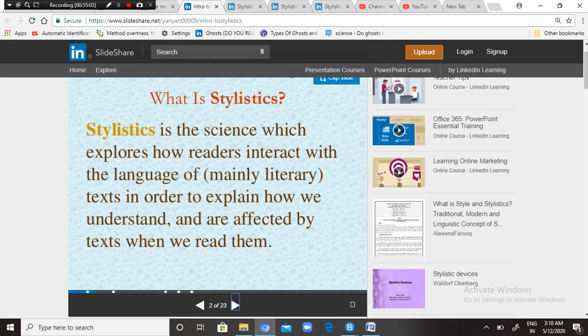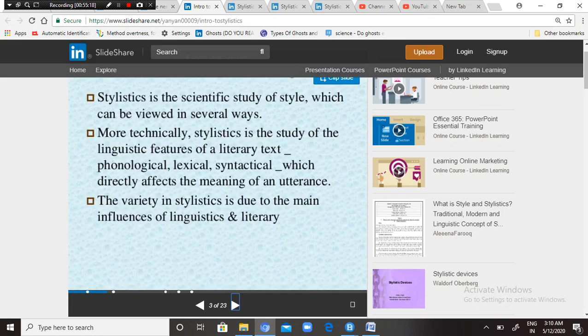So what is stylistics? Stylistics is the science which explores how readers interact with the language of a mainly literary text in order to explain how we understand and are affected by a text when we read it. Stylistics is the scientific study of style, which can be viewed in several ways. More technically, stylistics is the study of the linguistic features of a literary text, phonological, lexical, syntactical, which directly affect the meaning. The variety in stylistics is due to the main influence of linguistics and literature.